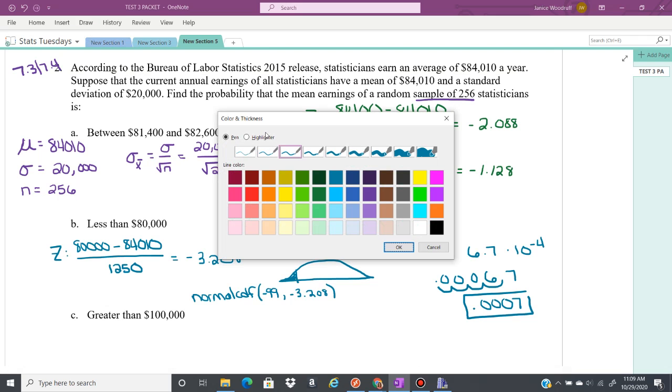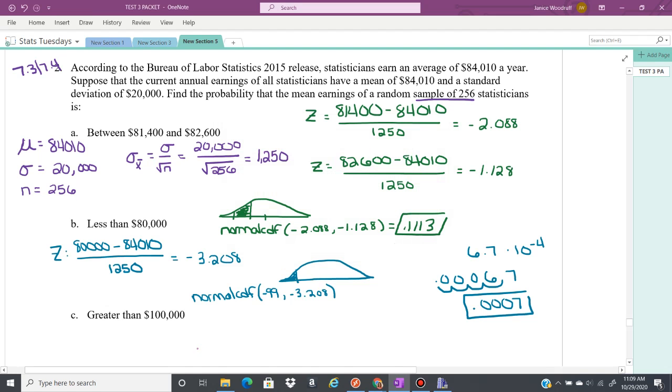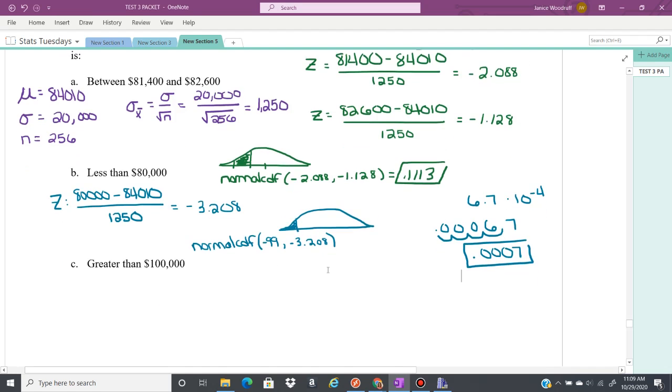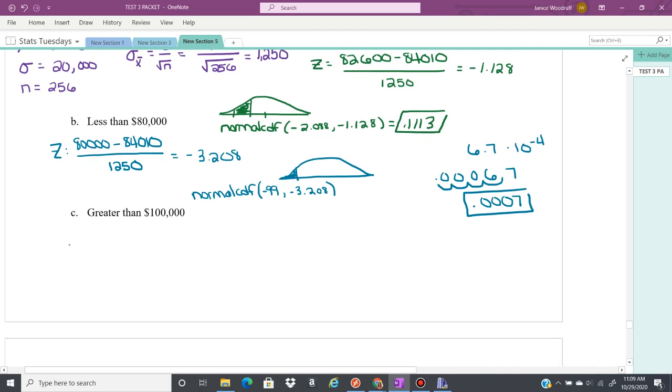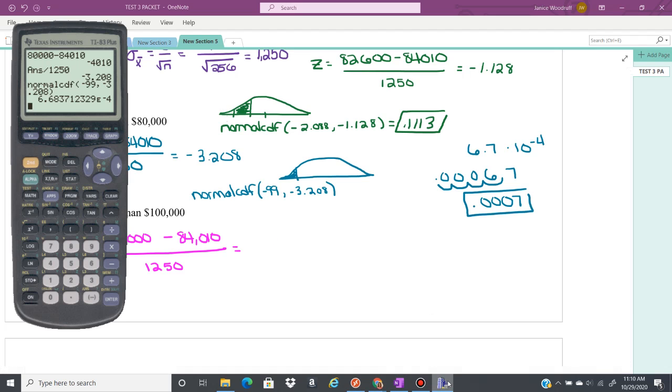All right, and then part C, let's go greater than 100,000. So same thing here. Find the z-score. So 100,000 minus 84,010 over 1,250. So that gives us a z-score of 12.792.